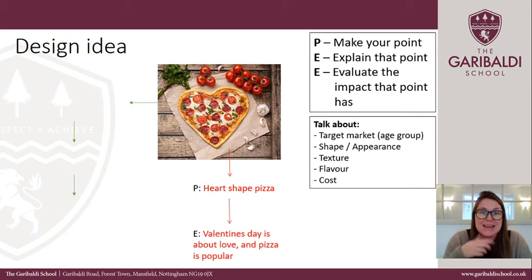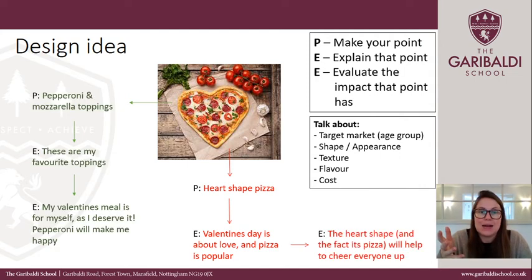You're going to explain that point. So for example, I've said a heart-shaped pizza. My explanation is Valentine's Day is about love and pizza is popular. And then my evaluation is the heart shape and the fact it's pizza will help to cheer everyone up, which everyone needs a bit of at the moment.